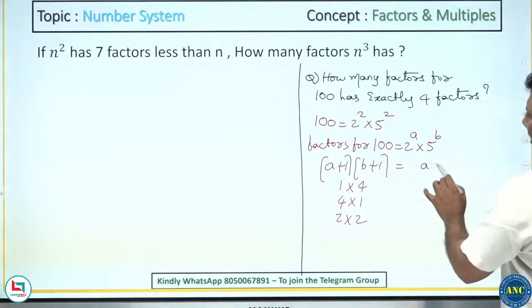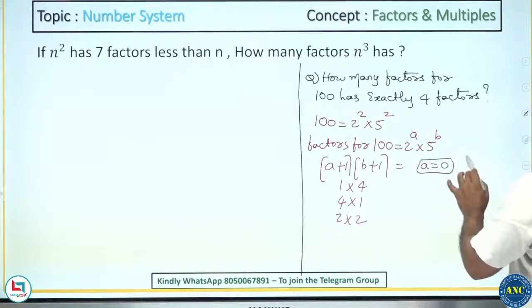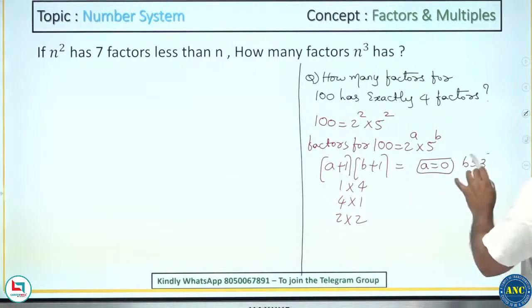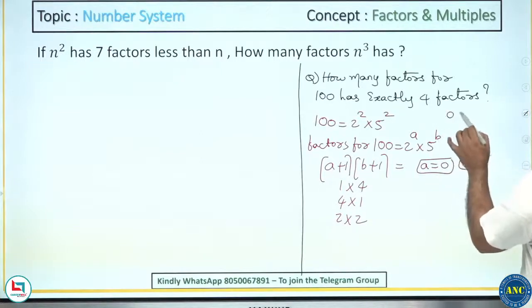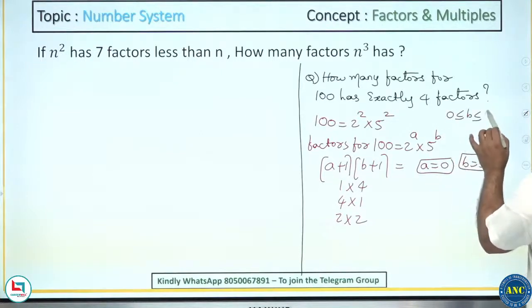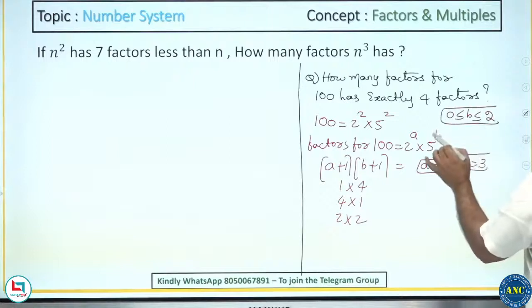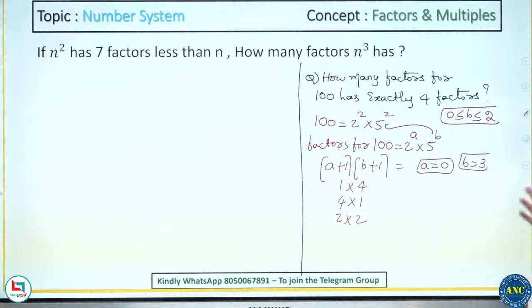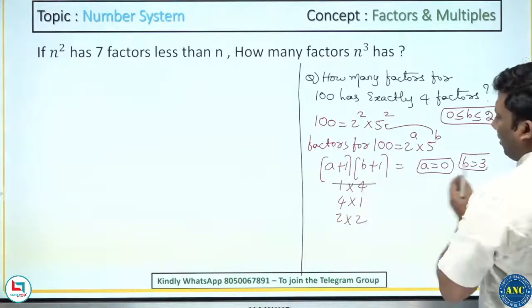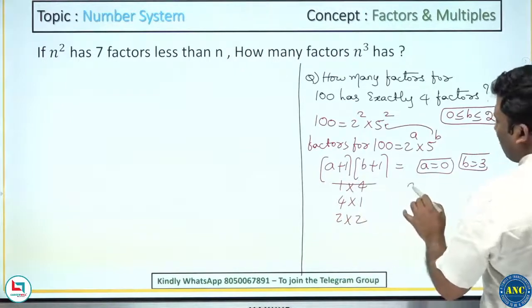A plus 1 is 1, A value 0. B plus 1 is 4, B value 3. B cannot go beyond 2. 0 less than or equal to B less than or equal to 2. Highest power of 5 to get 100 is 2. First case, not possible.